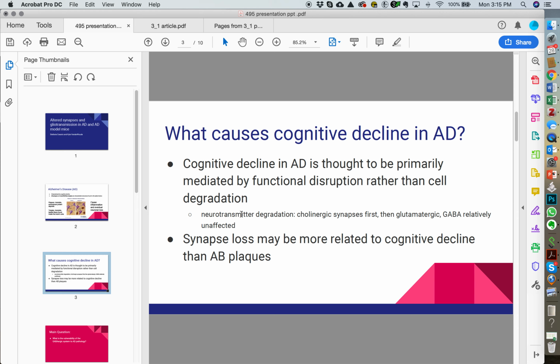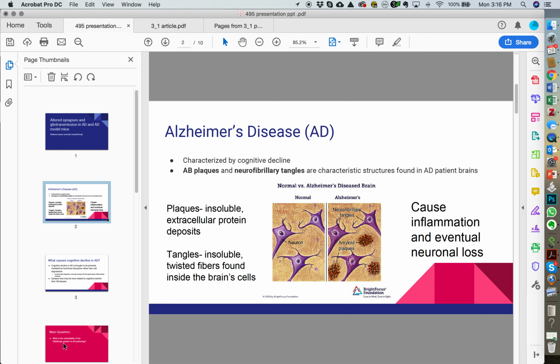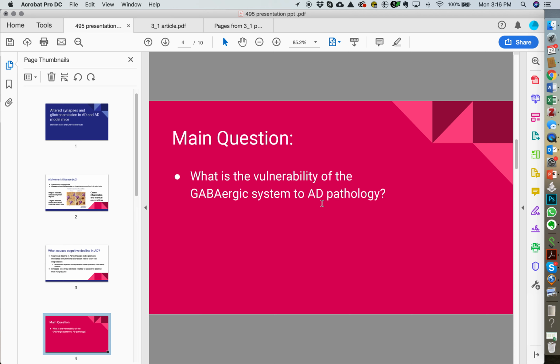And then what they did is they were trying to help frame what the question was and the big picture in the article, which is what causes this cognitive decline in Alzheimer's disease. And so they thought, as the introduction of the article describes, well, maybe this is primarily mediated by a functional disruption rather than cell degradation. So maybe there are different neurotransmitter systems that get disrupted. And so they go through and they talk about how different types of neurons start to get affected. They were trying to link that and also this loss of synapses that can happen that might be related to cognitive decline, rather than the formation of these different types of plaques, which they described over here. So they go through and they get into their main question. And I liked this because it was just so clean and clear.